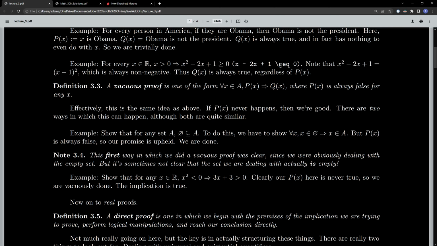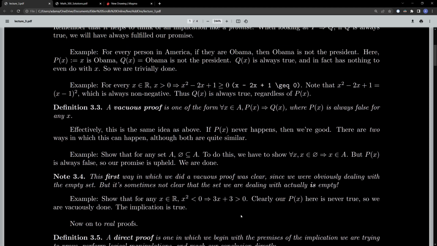Here's an easier example than that. If we have x squared less than 0, then this follows. Obviously, x squared is never less than 0, so this is vacuously true. Any question about trivial or vacuous proofs?